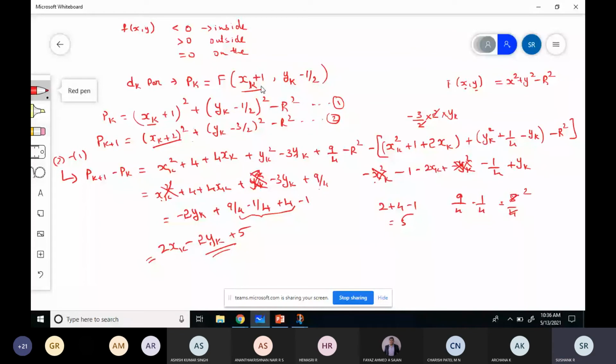So these calculations, you just do them simultaneously. If anywhere you're stuck, that will be calculated. So this is the difference. This is the difference when you've chosen SC. So the difference when you've chosen SC is 2 times xk minus 2 times yk plus 5.